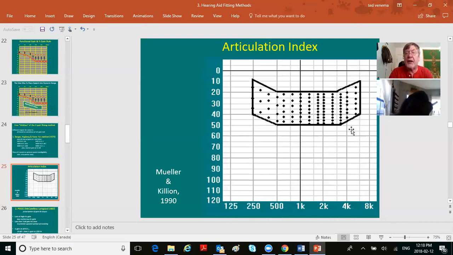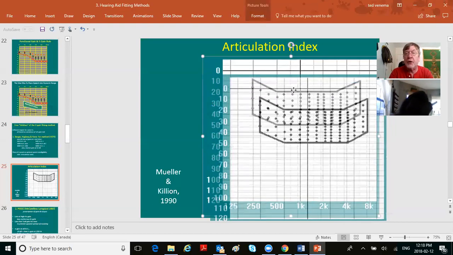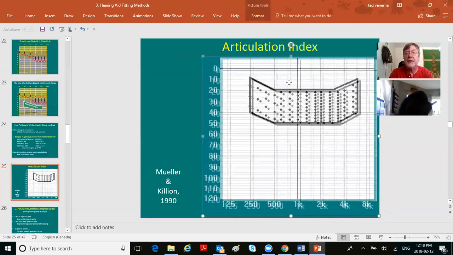So right in this area that I'm highlighting. Whoa, don't move the whole dang screen, Ted. Okay, I'm going nuts here. Just move it here. Okay.